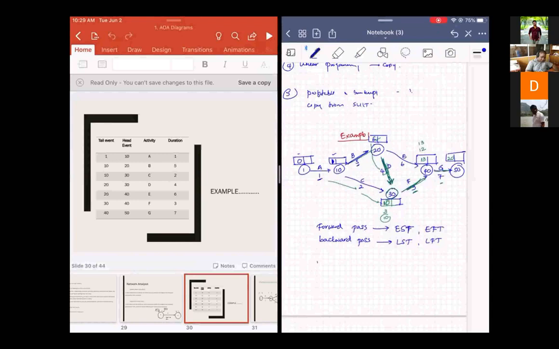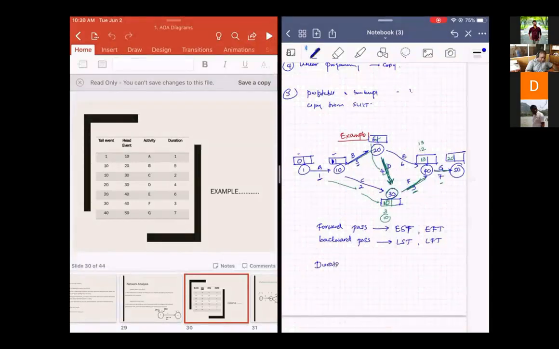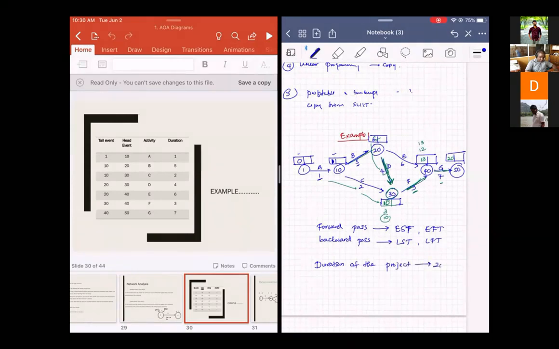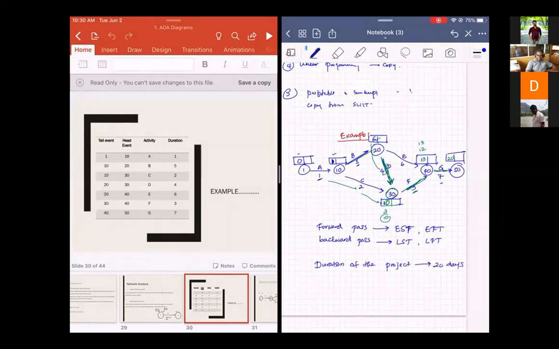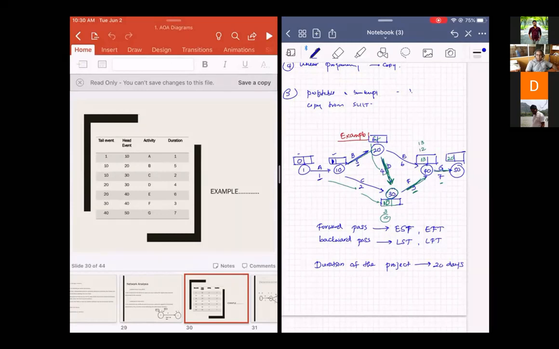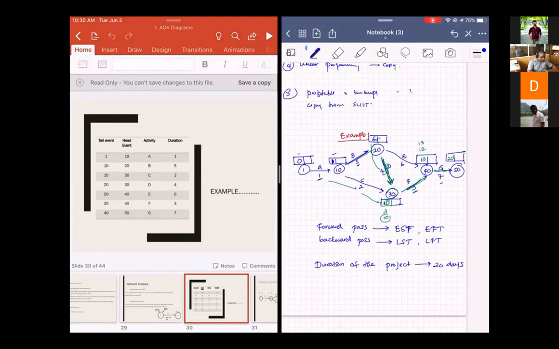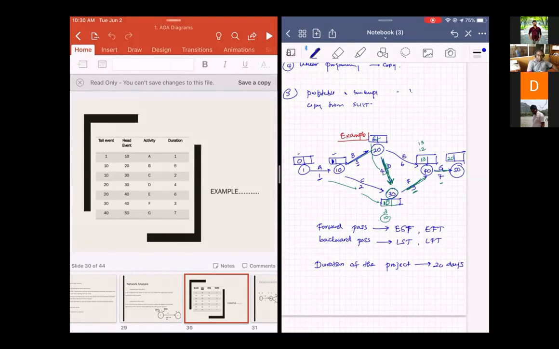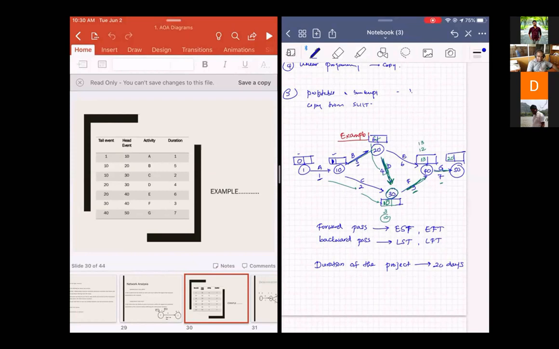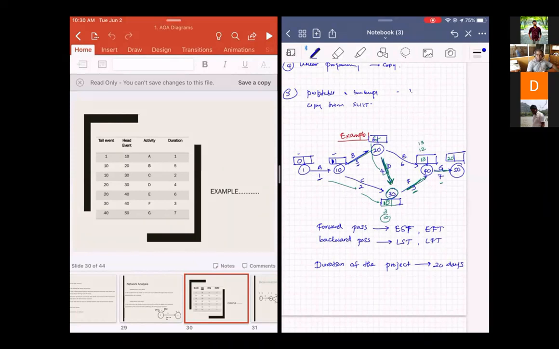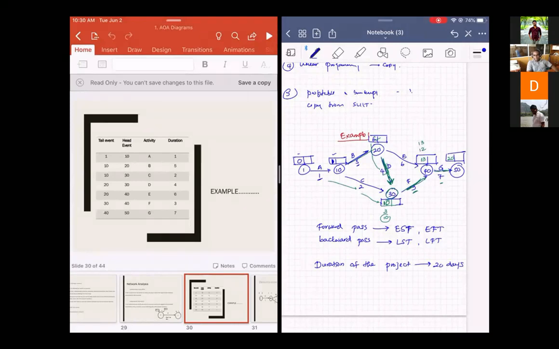The duration of the project (20 days or 20 weeks or whatever). For the timing will take 20 days. So that is the duration of this project, with these activities, these durations, and these relationships. Right?